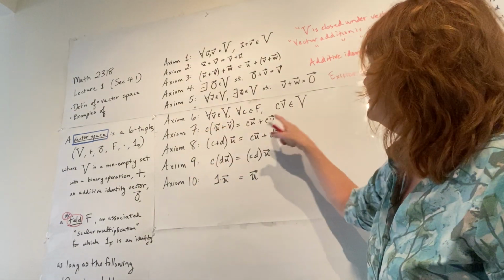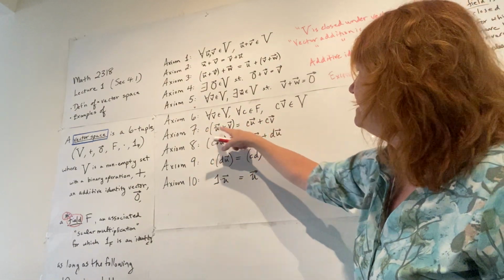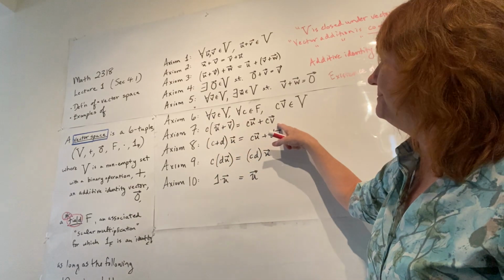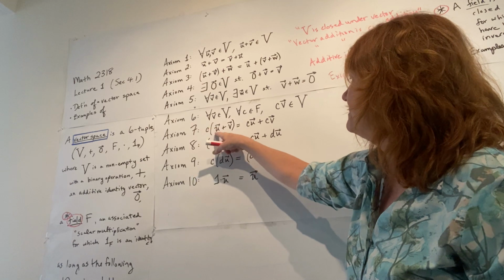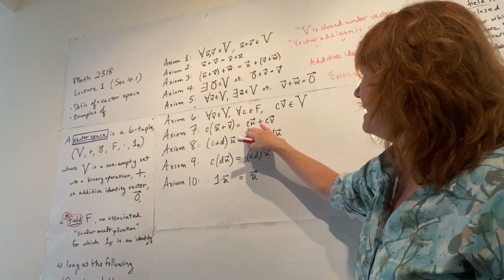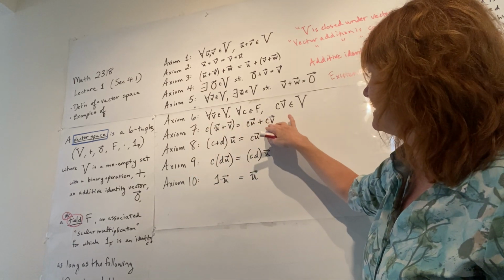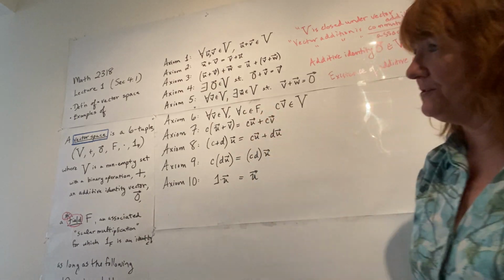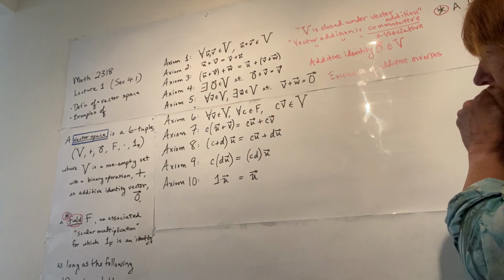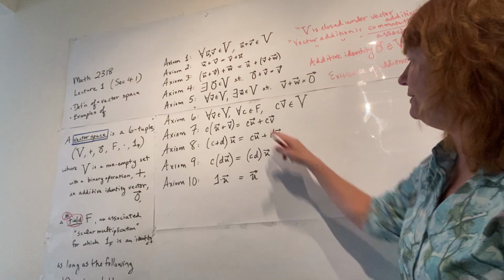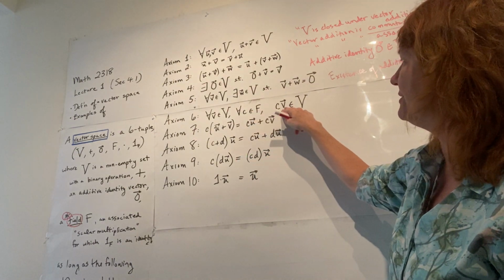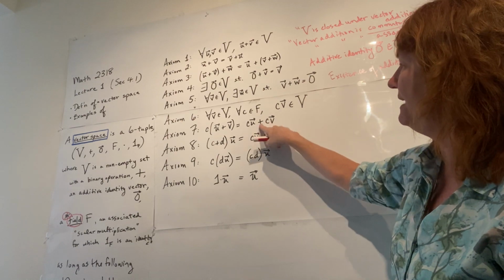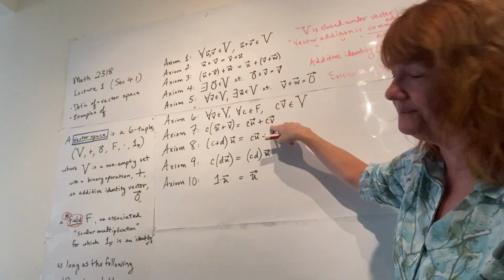Axiom 7, that scalar multiplication is distributive. A scalar times a sum of vectors is the same thing as that same scalar times each vector, and then you add those vectors, which you can do, right? Because you've already assumed that anytime you have C times a vector, that's a vector in the vector space. So that vector addition makes sense there.